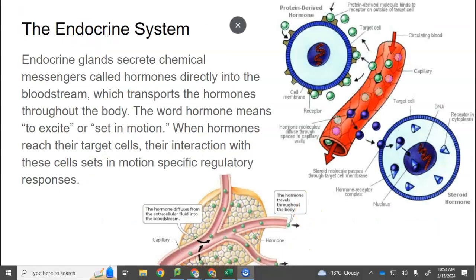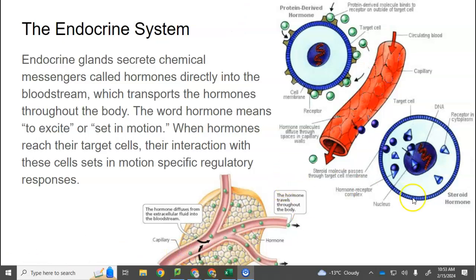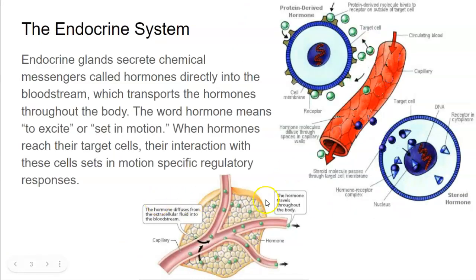Where we're going to start first is with what is the endocrine system. So the endocrine system is a system in which we secrete messengers called hormones. These messengers go directly into our bloodstream, which is very important, and they're transported throughout the body. Now, hormones themselves are proteins, not all, but some are proteins, and we will be learning about how we build proteins later in this chapter.